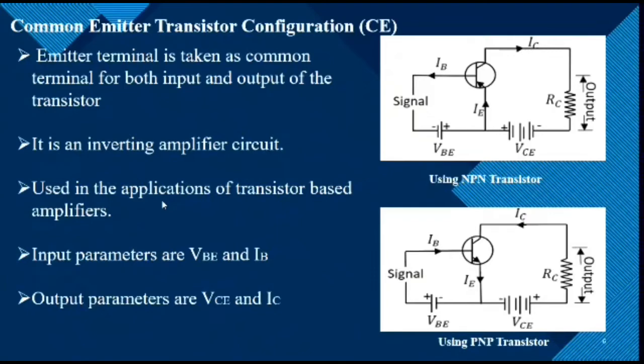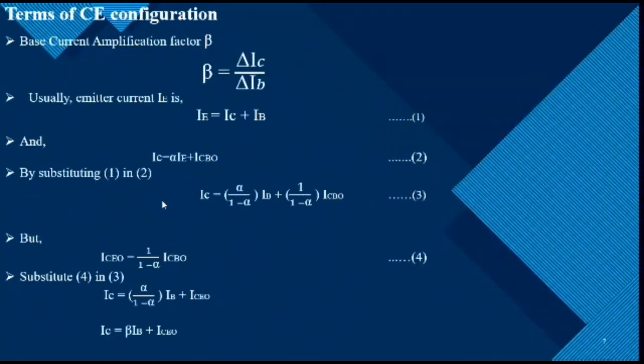We know that the ratio between collector current and emitter current gives current gain alpha in common base configuration. Similarly, here in CE configuration, the ratio between the change in collector current to the change in base current is given by beta, that is the base current amplification factor. We know that emitter current IE is equal to IC plus IB and the collector current is equal to alpha IE plus ICBO. So these two equations we have seen in the CB configuration.